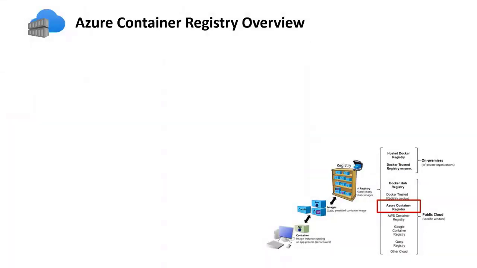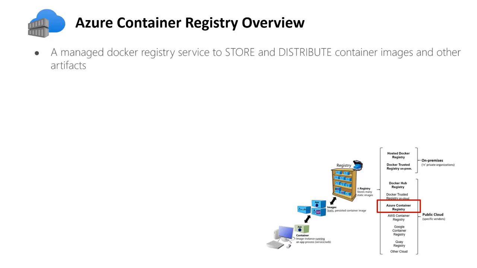Okay, so when we talk about storing the images that have been built, we store them in a registry. We have Azure Container Registry, which is a managed Docker registry service that we can use to store and distribute container images. Now, it's based on an open source solution, which is the Docker Registry 2.0. This is the same service that runs Docker Hub, for those that are familiar with Docker Hub. So that's the same one that's running Azure Container Registry also.